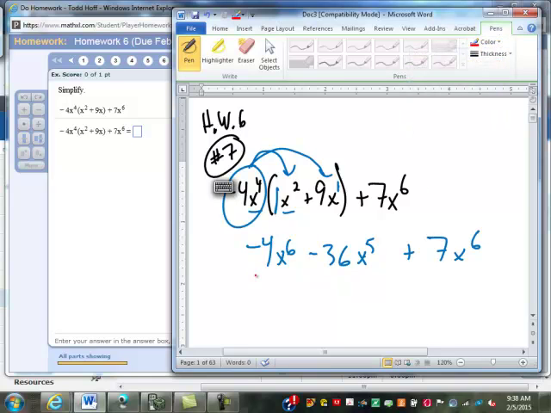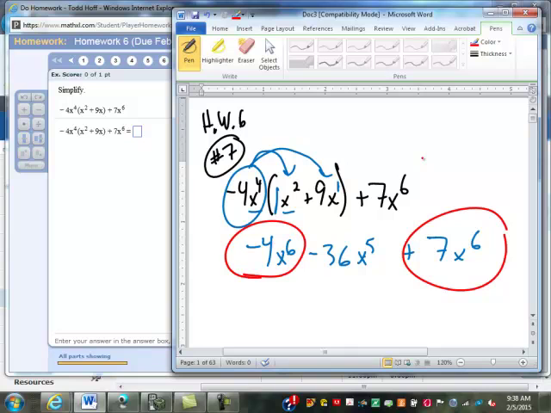So, looking at this, we have negative 4x to the 6th and positive 7x to the 6th. Those have exactly the same name, so we can combine them. Negative 4 and positive 7 make positive 3x to the 6th. And we still have the negative 36x to the 5th.